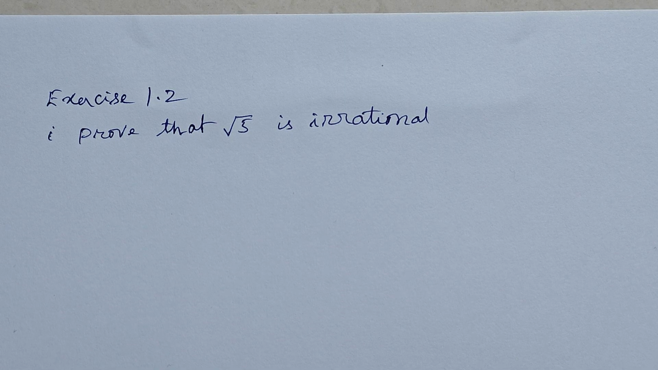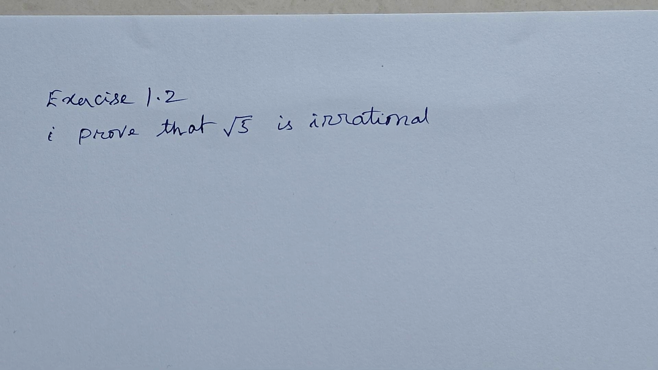And the second method is applying the rules: rational plus rational is rational, but irrational plus irrational or irrational minus irrational is always irrational. Similarly, rational into irrational or irrational into irrational always gives an irrational number only. So these are the two rules we will use in this particular exercise. So when to use what?